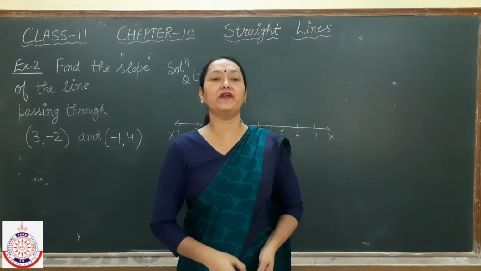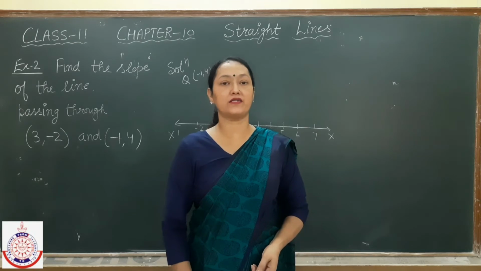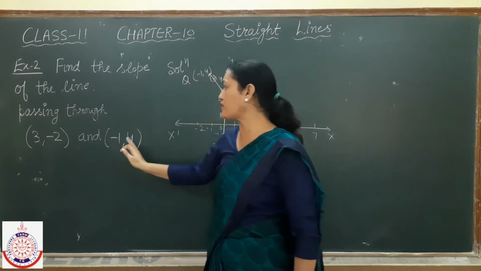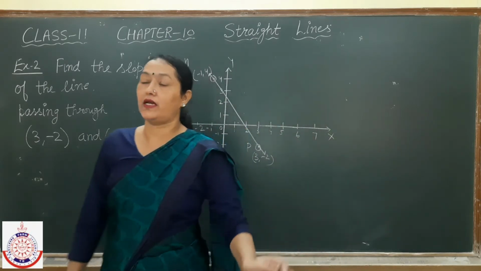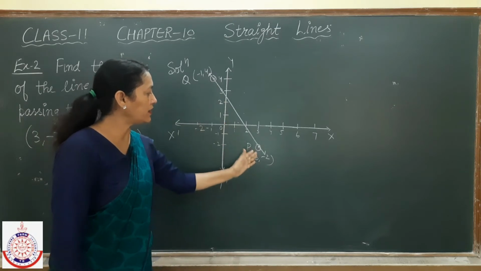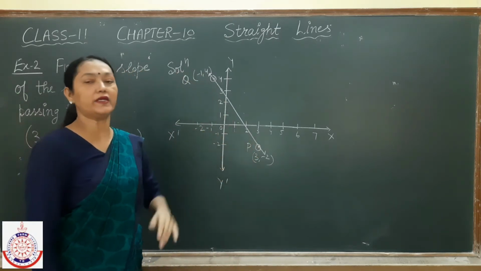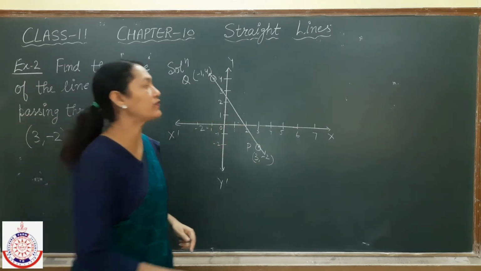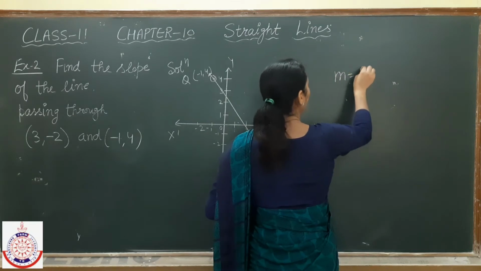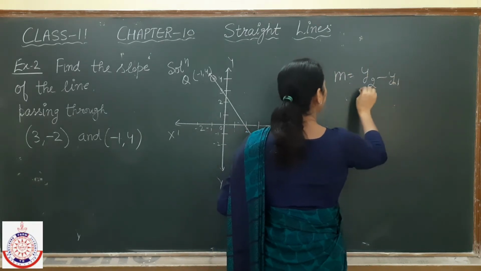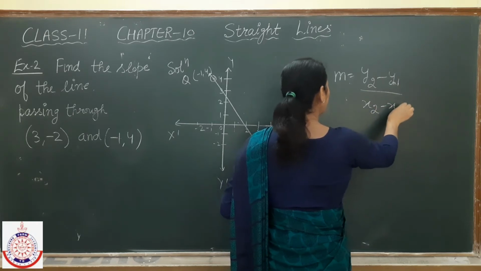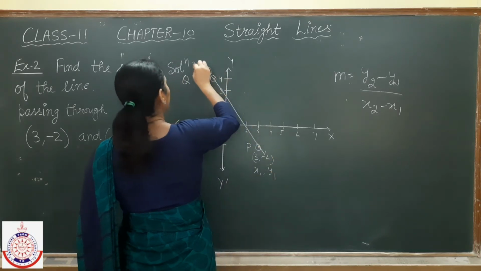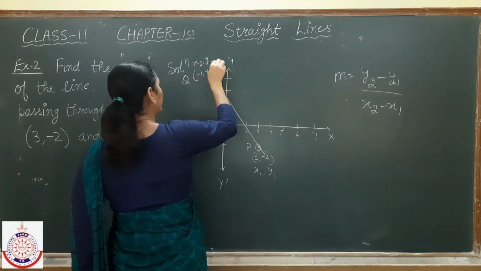Next example I have taken where they are telling us to find the slope of a line passing through two given points. They have given us points 3, minus 2 and minus 1 and 4. And the line is passing through these 2 points. We have to find at what slope it is falling. Whenever we have given points, in that case I have told you that you have to use formula y2 minus y1 upon x2 minus x1. So let this point be x1 y1 and this be x2 y2.